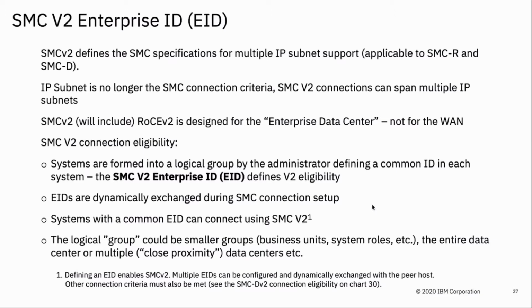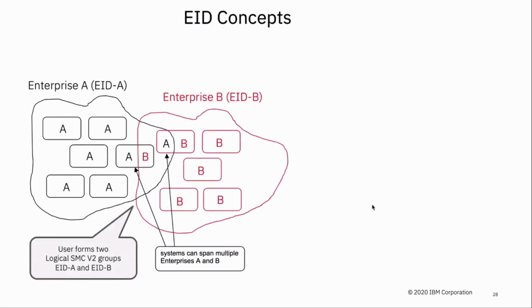That will typically be rare, but it's possible. But the other connection criteria must also be met, and we'll talk about that coming up here in a chart or two. But you have to get started with version 2 by enabling a group, which is defined by this notion of an enterprise ID. So we'll talk more about that. Now the concepts around it are shown here.